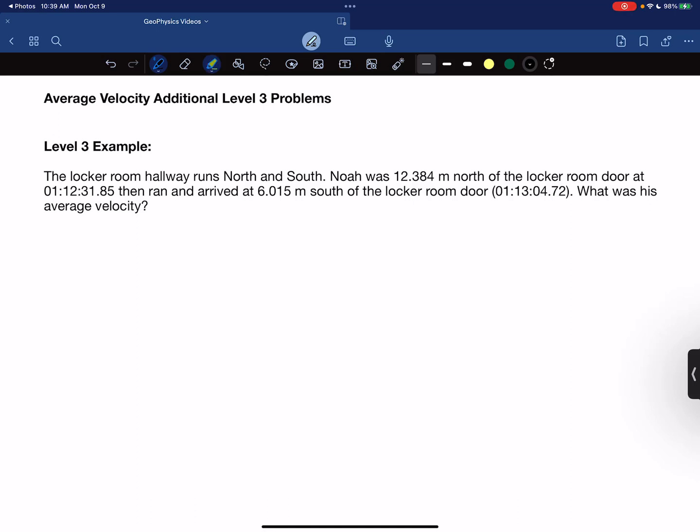In this scenario, we have a locker room hallway we're told runs north and south. That allows us to set up our coordinate system like so. So north positive, south negative, and our 0 point. And we are told that Noah is north of the locker room door at a particular time, and then arrived south of the locker room door at another time. So what we can see then is that the 0 location here is the locker room door.